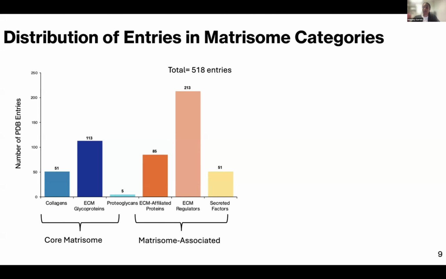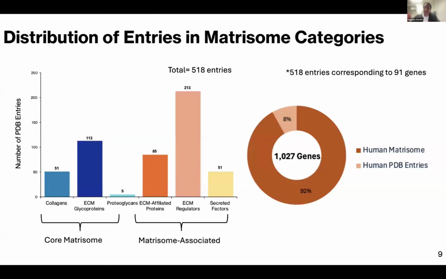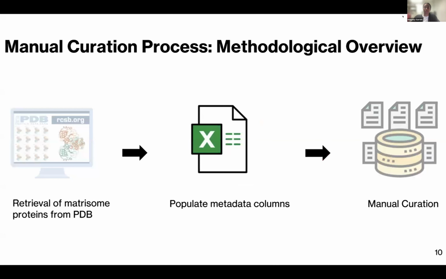And so with that also being said, we saw that within the 1,027 genes total of the human matrisome, we only had 91 corresponding to our 518 entries. And so this was a very low percentage of representation coming from our data set. This could indicate that not all ECM-related genes are represented in our data set, and we have the potential to expand it. And then moving on to the second part of our process, populating the metadata columns.